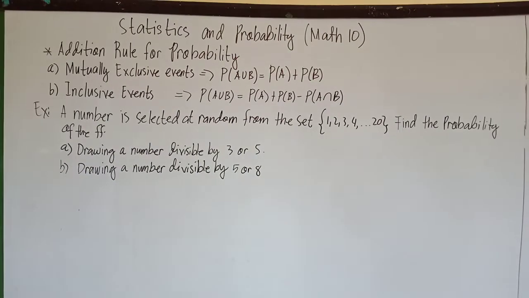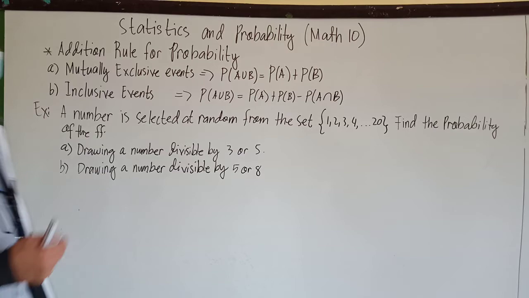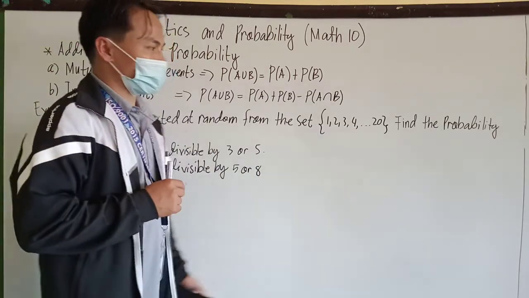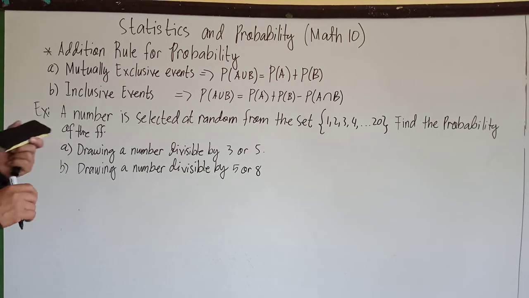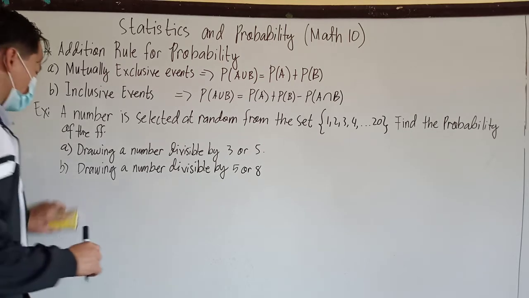A number is selected at random from the set 1, 2, 3, 4 up to 20. Then we are asked to find the probability of the following. Letter A, drawing a number divisible by 3 or 5. Letter B, drawing a number divisible by 5 or 8. Let us do letter A first.